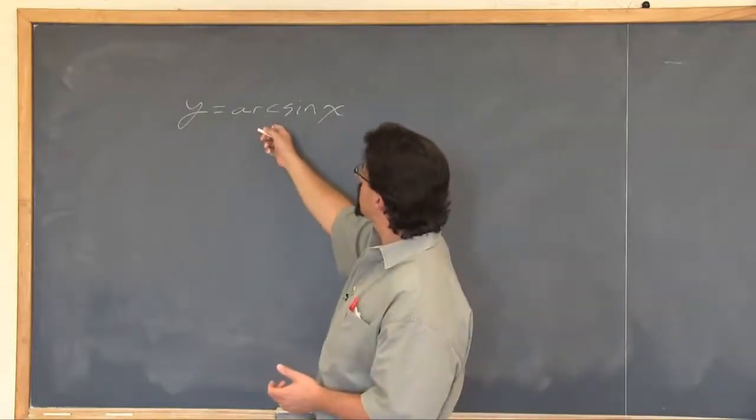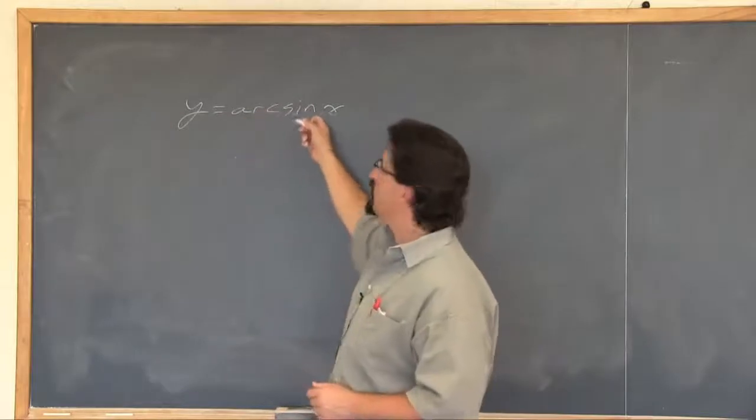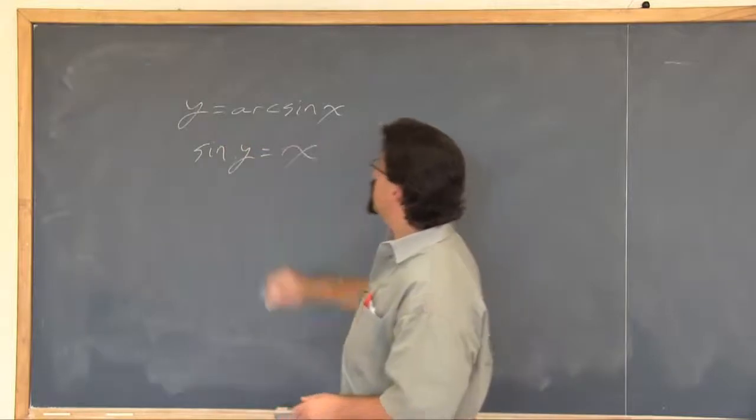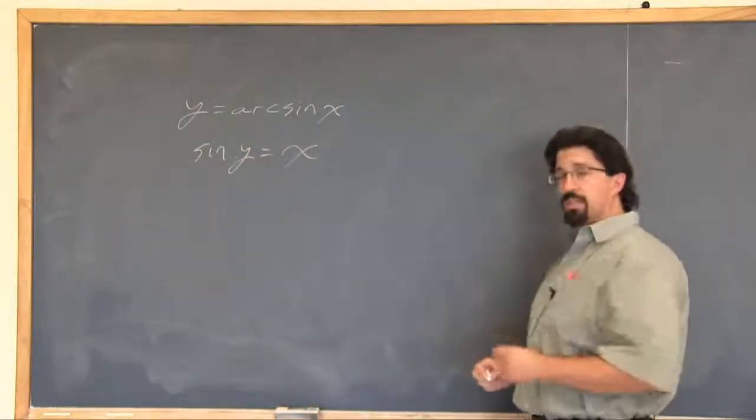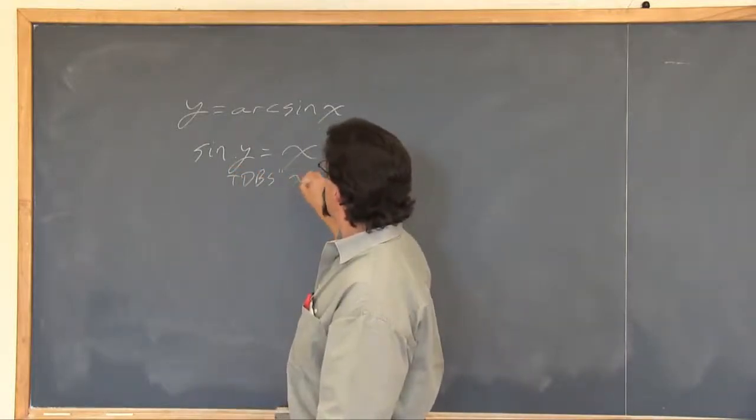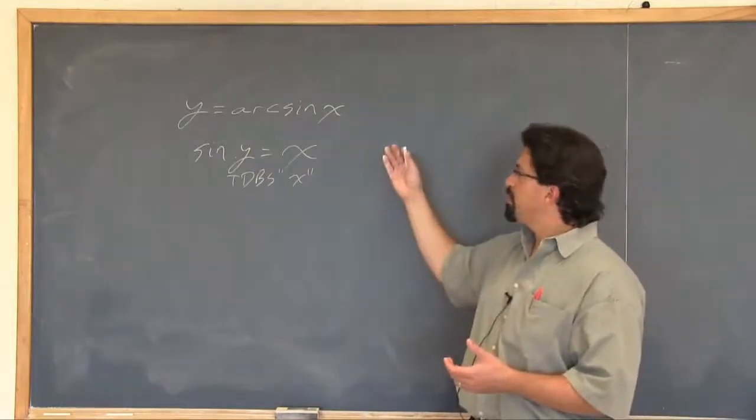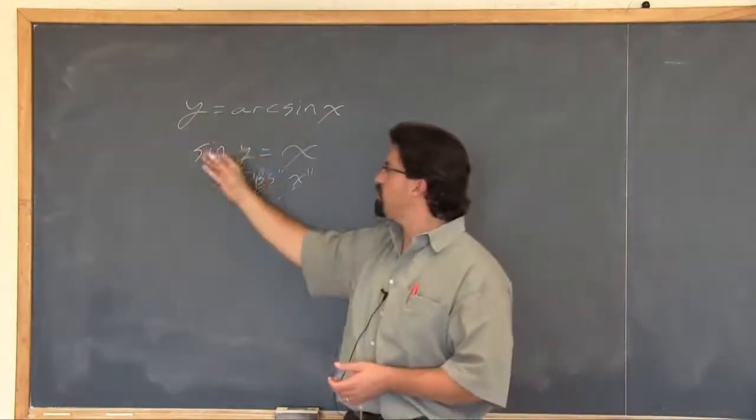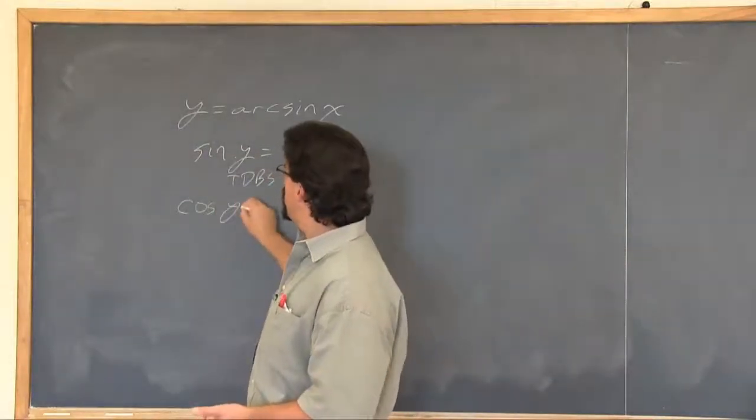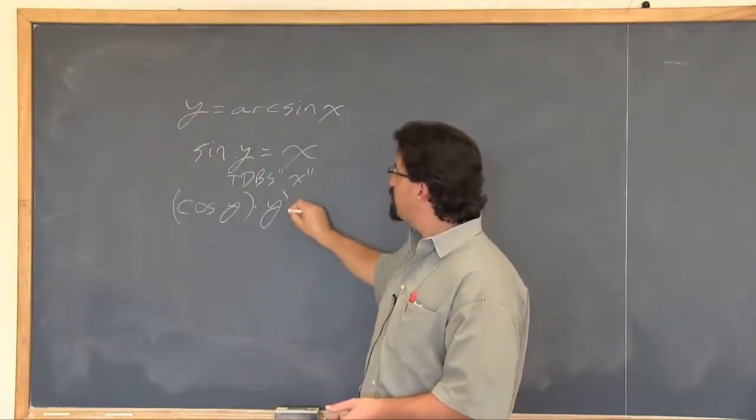I know that this means that y is the arc, the angle, which has sine equal to x, meaning sine of y is equal to x. Now I can take the derivative of this. So take the derivative of both sides with respect to x, and that ability to simply take the derivative of a function of y, it's nothing major. It only gives us on the left-hand side cosine of y, but then times dy by dx.